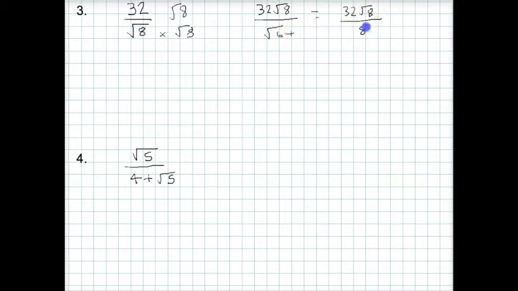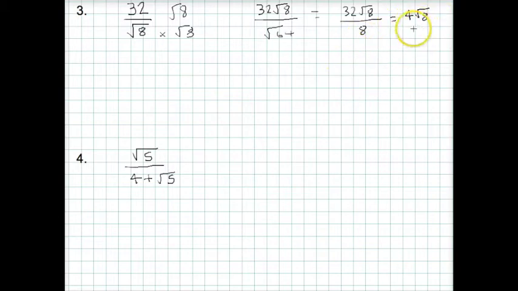Root 64 is 8. You should now be able to see that 8 is a factor of 32 and it goes into it 4 times. So this simplifies to 4 root 8 over 1.